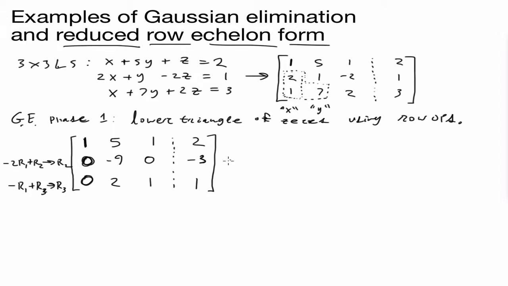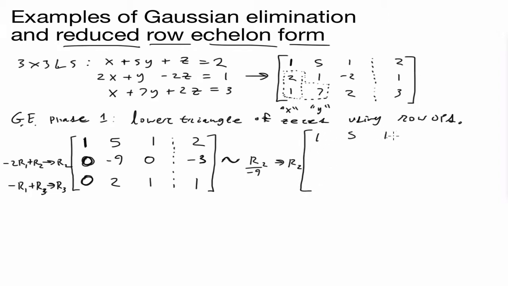So the next stage, I'm going to put that symbol there, which means that whatever operations I'm doing are going to preserve the solution space for this system. So what we see here is I'm going to actually take row 2 and divide it by -9, and that's going to become my new row 2. I'm going to rewrite that, and that's going to be really simple to do.